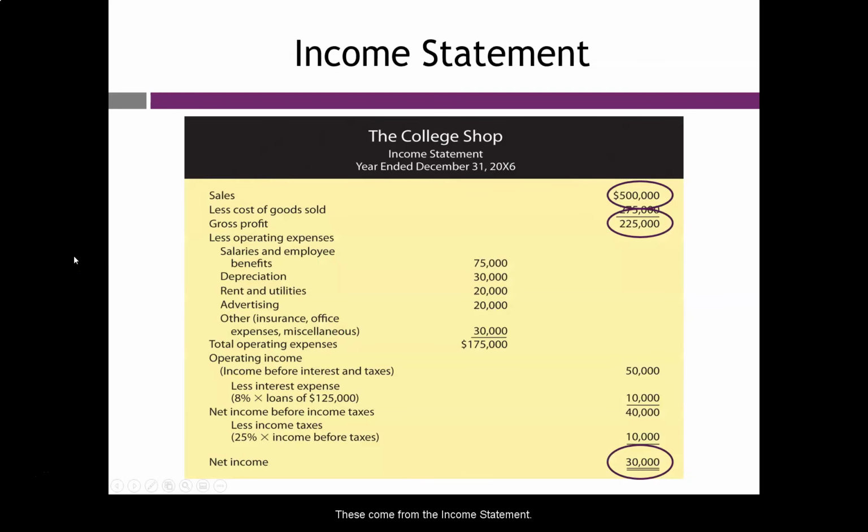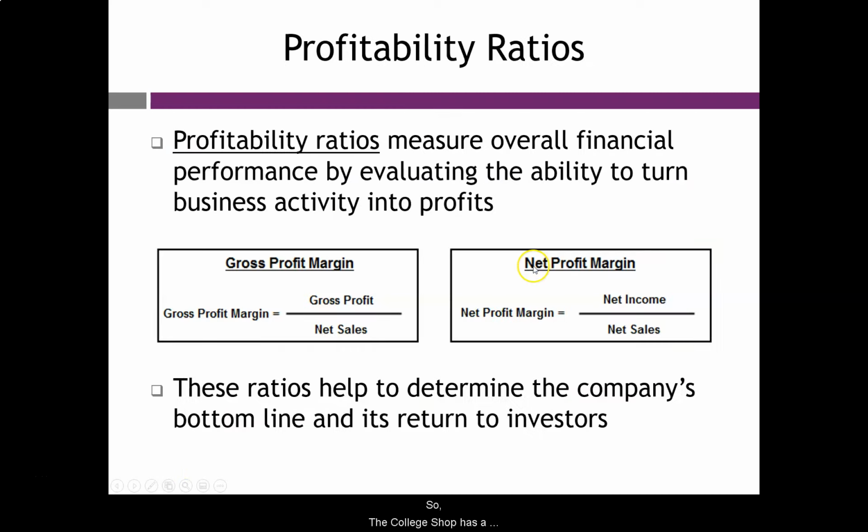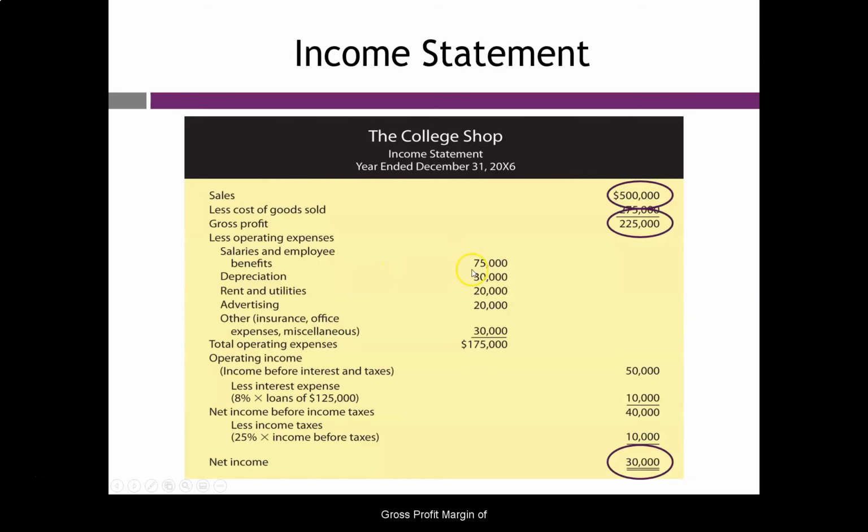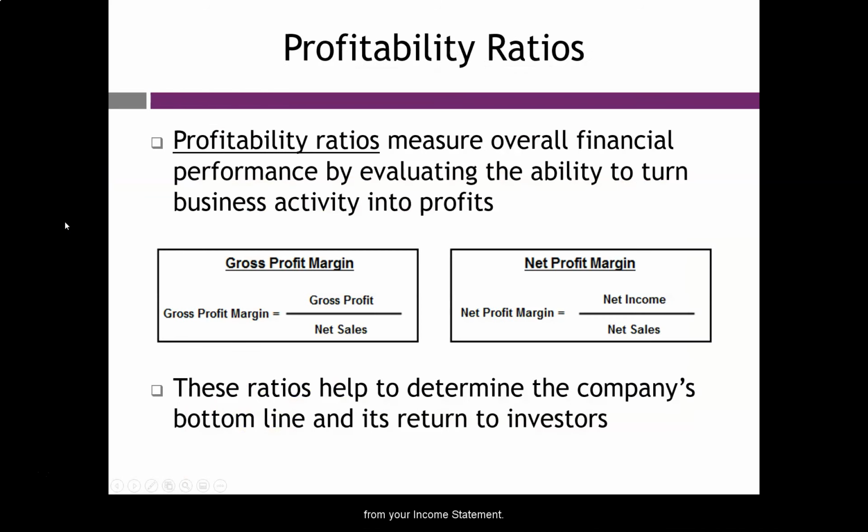These come from the income statement. Gross profit margin is your gross profit, for them $225,000, over your sales, $500,000. So, college shop has a gross profit margin of 45%. What's their net profit margin? Well, that's net income, $30,000, over sales, $500,000. So it's 6%. That's how you calculate it. You just take that information from your income statement.